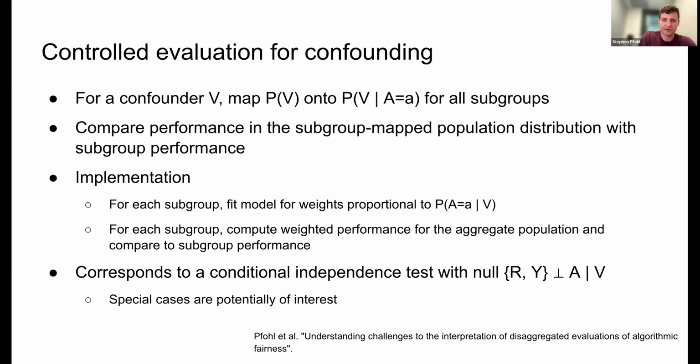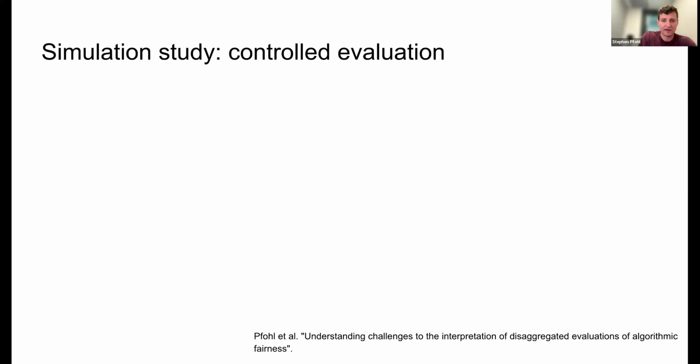And so this interpretation allows you to view control for X as a test for violation of the covariate shift assumption, and control for Y as a test for violation of the label shift assumption, and control for R as a test for sufficiency, as I mentioned.